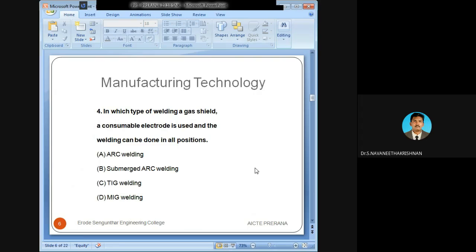So in metal inert gas welding, the inert gas will be passed through the welding portion. It will be making a shield around the welding portion, and the metal will be utilized as a consumable electrode. The electrode is consumed during the process of welding. So that is called gas shield welding. Okay.